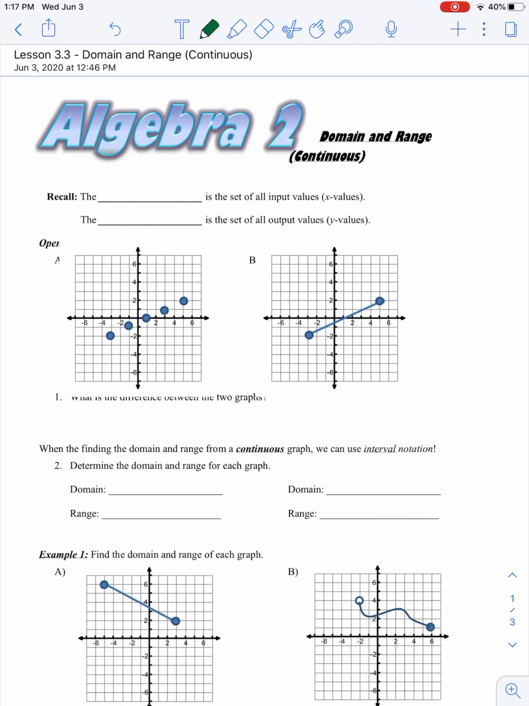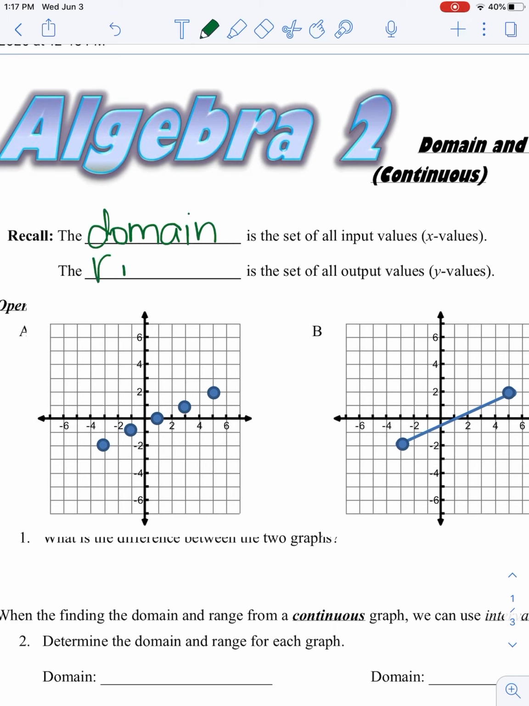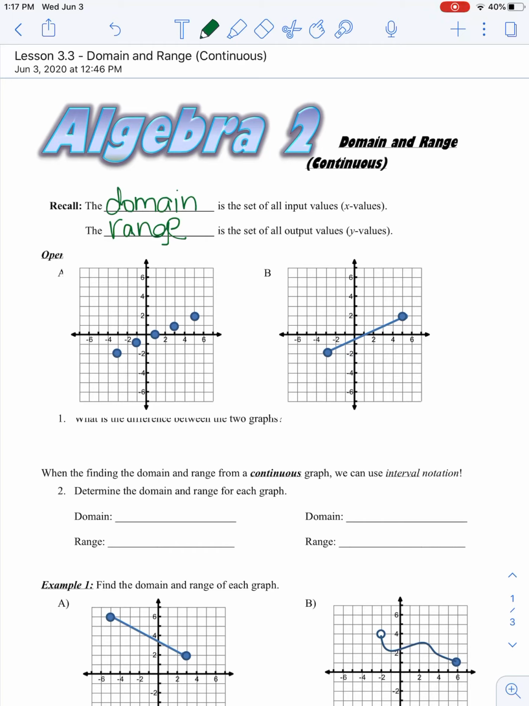In this lesson, we are going to talk about domain and range of relations that are continuous. In just a minute, we'll see what continuous means, but recall that the domain is a set of all input values or x values, and the range of a relation is a set of all output values or y values. So let's review. Actually, first let's look at number 1, which says, what is the difference between the two graphs?